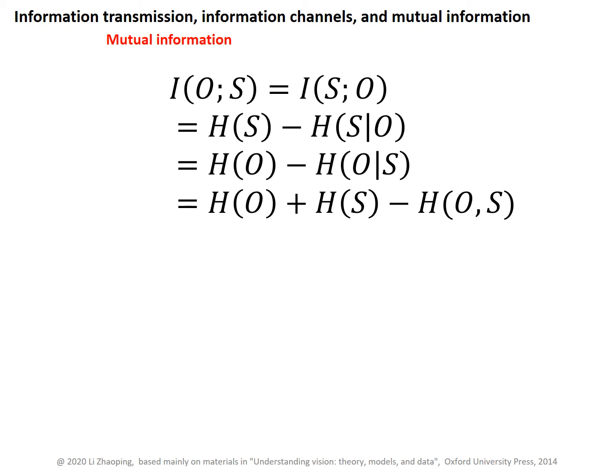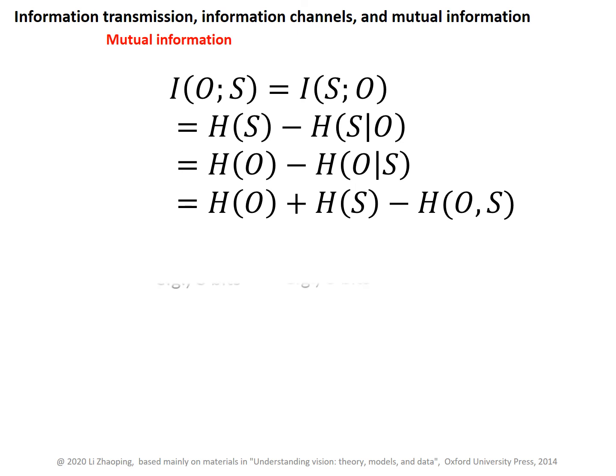So, in summary, the mutual information is an important concept. It measures the amount of information in one variable about the other variable. The order between the two variables, which comes first or second, does not matter. The mutual information is always equal to the difference between the entropies of one variable without and with conditioning on knowing the other variable. It is also equal to the sum of the entropies for individual variables minus the joint entropy.